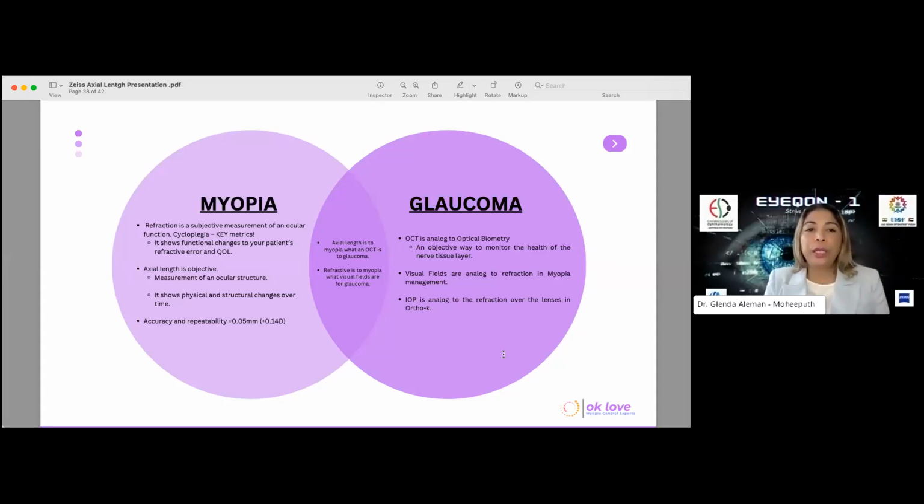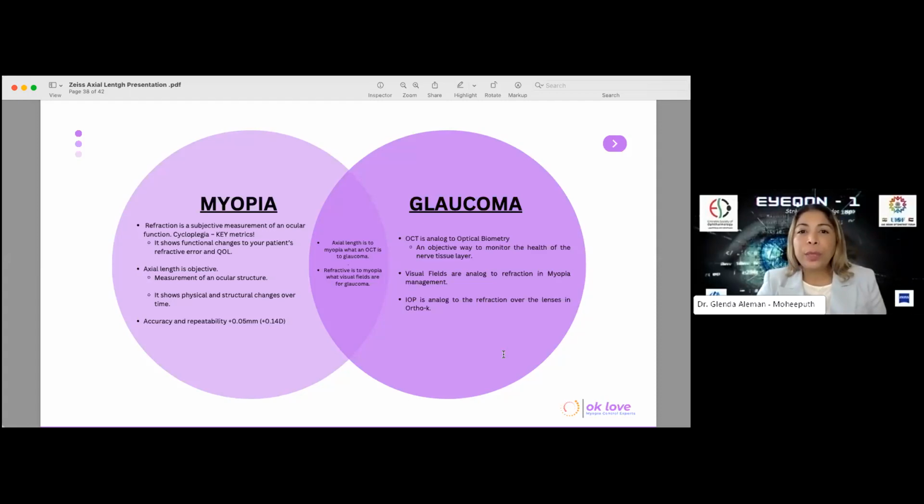When we are looking at the repeatability and the accuracy, we know that it's extremely accurate when we measure axial length. It's to 0.05 millimeters. So with that, I'd like you to think of when we're seeing a patient who is myopic, take the same care of them as we do with our glaucoma patients. We need to do education and we need to do the proper testing to make sure that we're monitoring and treating these patients the best way that we can.